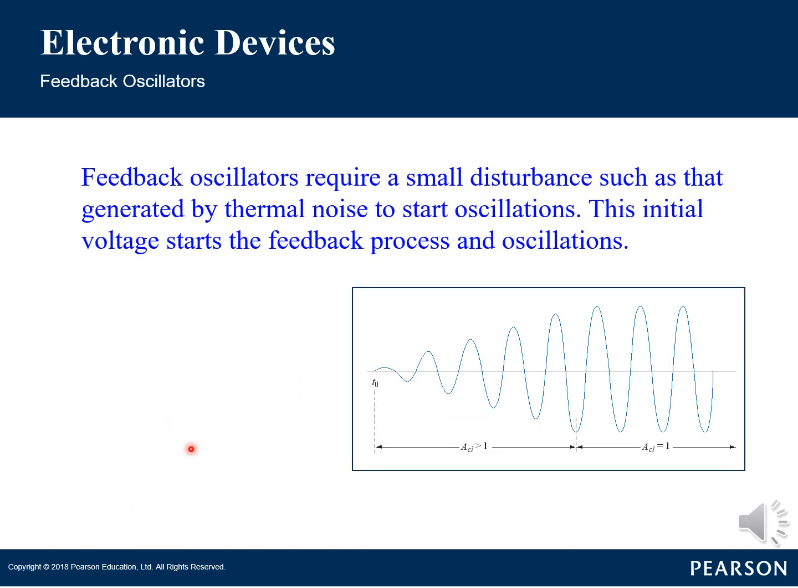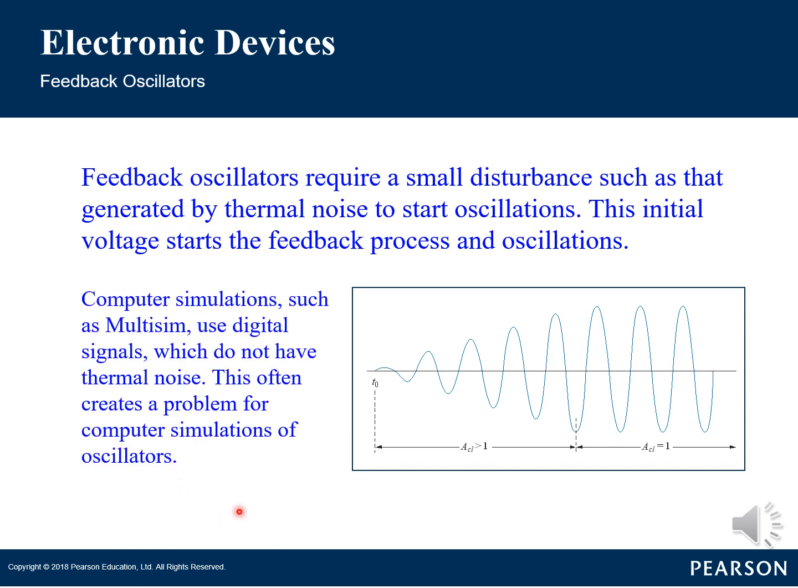Feedback oscillators are electronic circuits that generate a continuous waveform by using the principle of positive feedback. Positive feedback occurs when a portion of the output signal is fed back into the input, resulting in an amplification of the original signal. This process repeats itself, causing the circuit to oscillate. Feedback oscillators require a small disturbance such as that generated by thermal noise to start oscillations. This initial voltage starts the feedback process and oscillations.